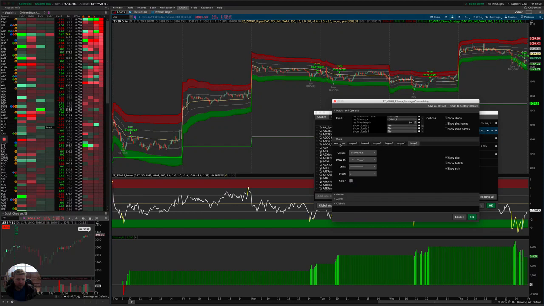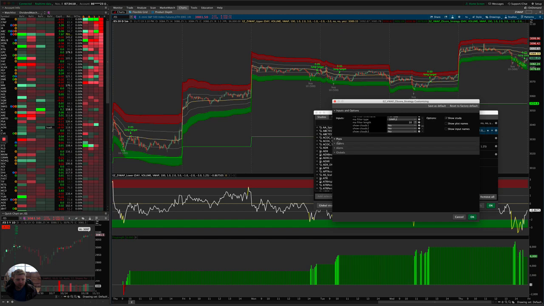There's a plot tab for each line that's plotted on the chart, and you can uncheck the show plot box here. If you just want the VWAP to show up, this is the VWAP, so you can just leave that one on and turn off all the others. The MA, that refers to this moving average that you have to be above or below. So those are all the plots. You can customize how they look, the line thicknesses and styles. You can turn them on or off, etc.